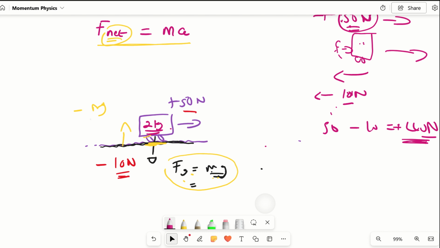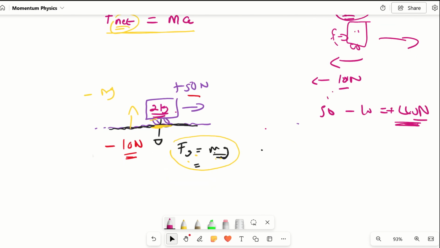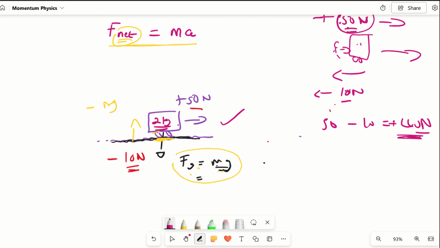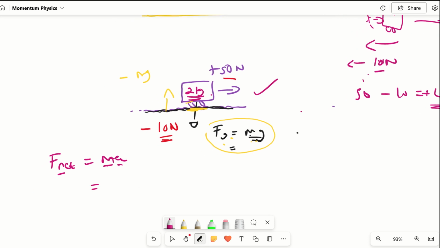Then they ask us to find the acceleration of this trolley, right? So we are going to use the formula F net, Newton's second law. Why? Because we have mass, we're looking for acceleration, we have forces. So that's why we are able to use that formula. So now let's go ahead and substitute. Our mass is 2 kg, so it's going to be 2a on the right hand side.